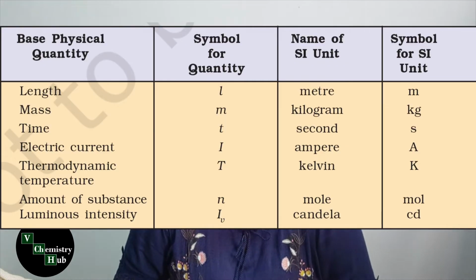So, the SI system has 7 base units. These units pertain to the 7 fundamental scientific quantities. They are length, mass, time, electric current, thermodynamic temperature, amount of substance, and luminous intensity. Okay, the other physical quantities such as speed, volume, density, and so on can be derived from these quantities.